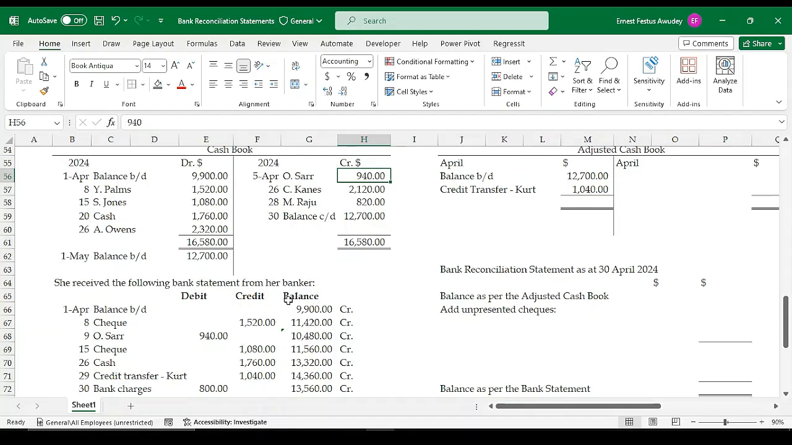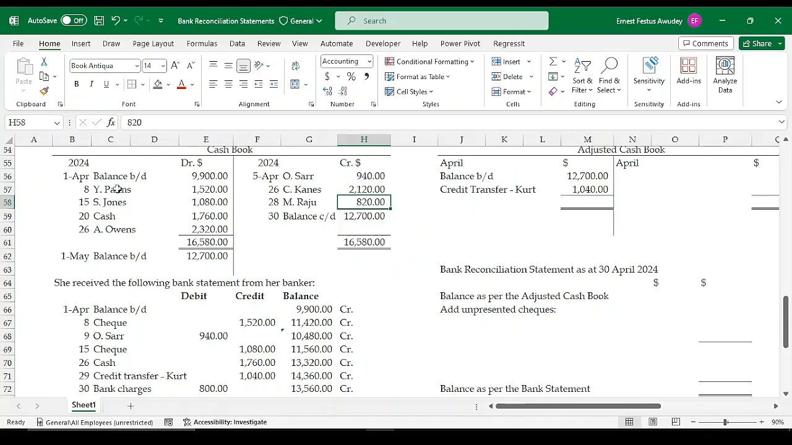All right, then we have another transaction here. There are actually only two, so that is it. We have bank charges here, 800, but we can't see any 800 on the credit side of the cash book. That means that it is missing in our cash book. The bank charges here has not been captured in our cash book. Therefore, we need to credit it in the adjusted cash book.